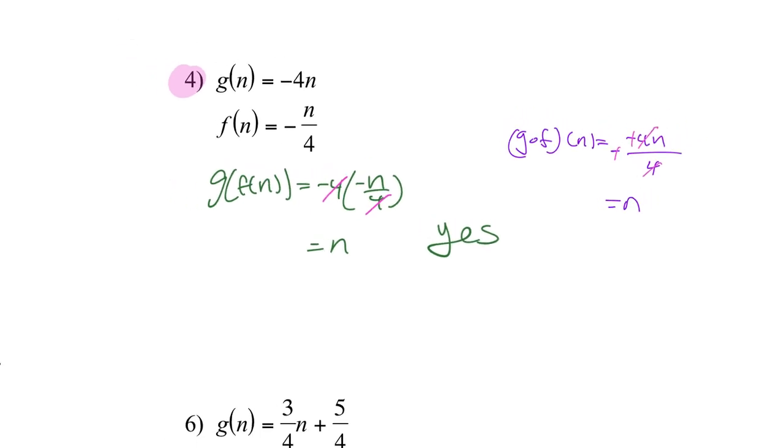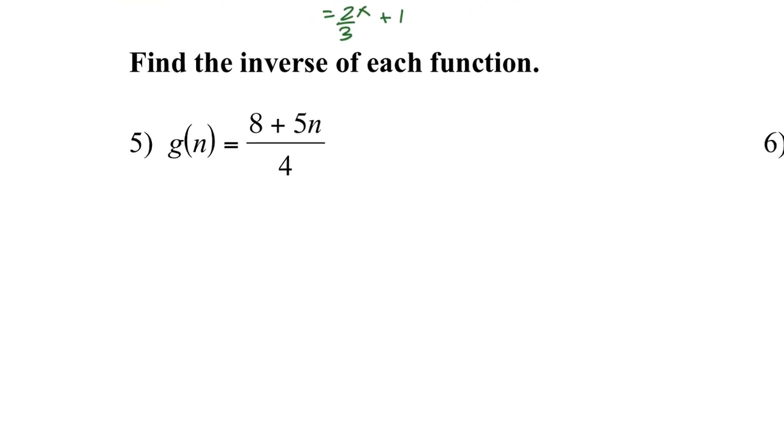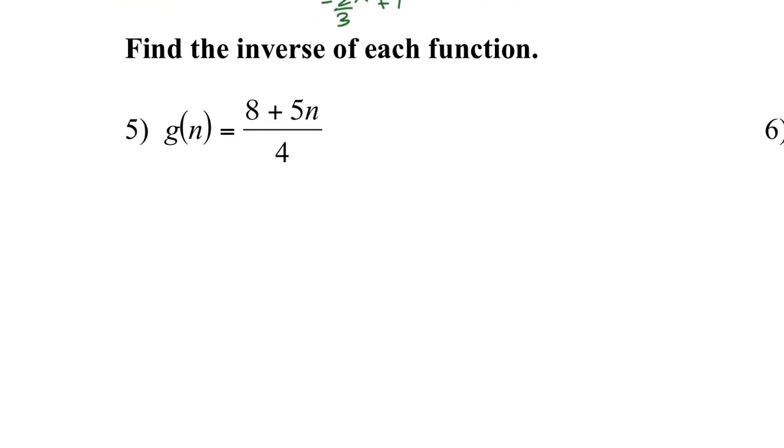Now, let's see. To find the inverse function, again, we're going to do everything the other way around. My first step here, even though I have g of n, this part over here, I'm going to change it for y. So I'm going to say that y equals a plus 5n over 4.